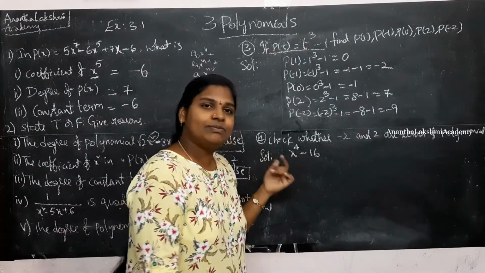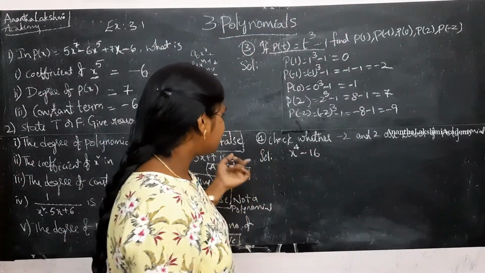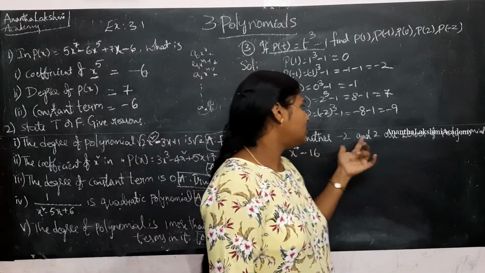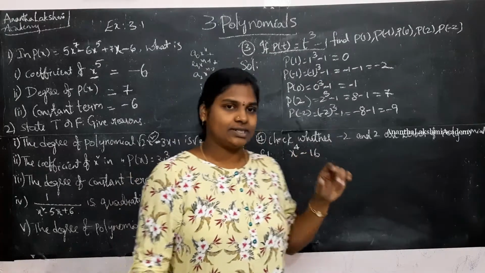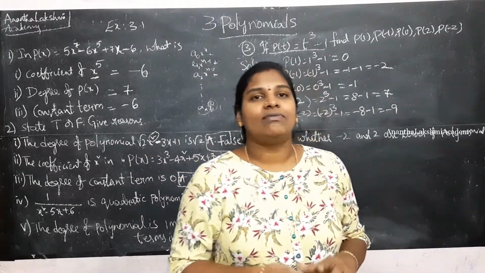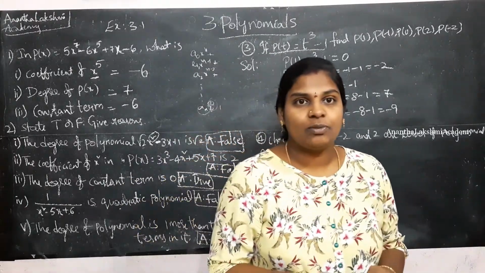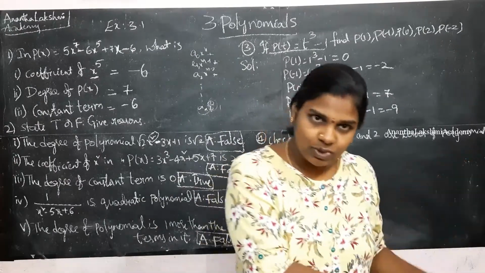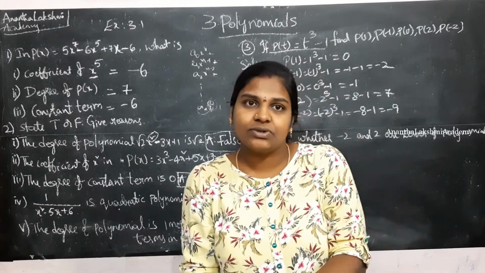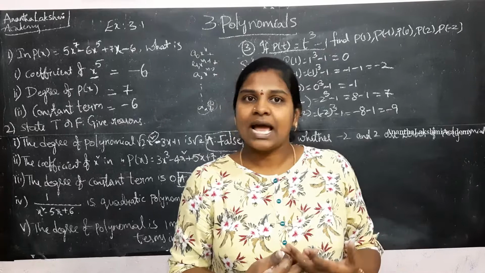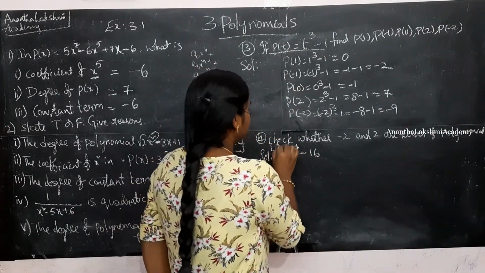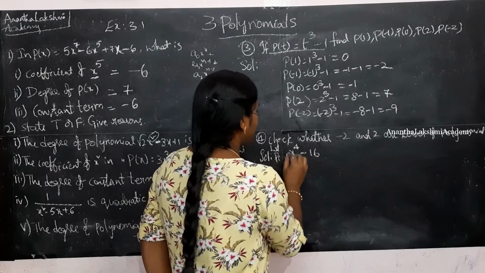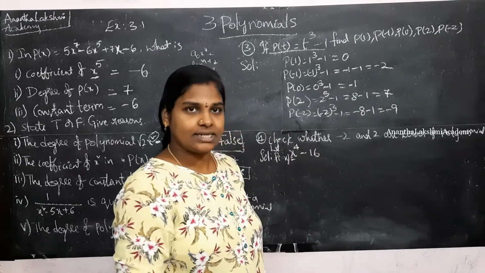Next, let's jump into the fourth problem, wherein they are asking us to figure out whether minus 2 and 2 are zeros of polynomial x power 4 minus 16. When do we call the values as zeros of a polynomial? When we substitute those values and we get the result as zero, then we call them zeros of the polynomial. So let p of x is equal to x power 4 minus 16.